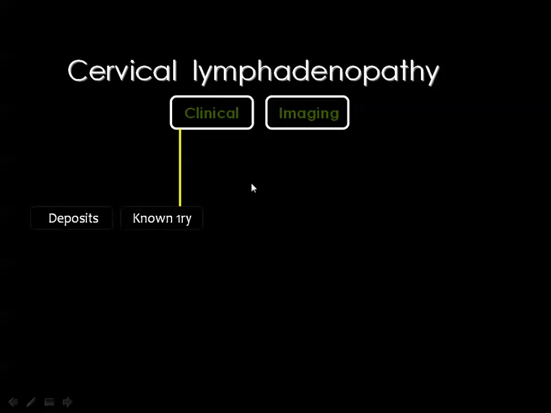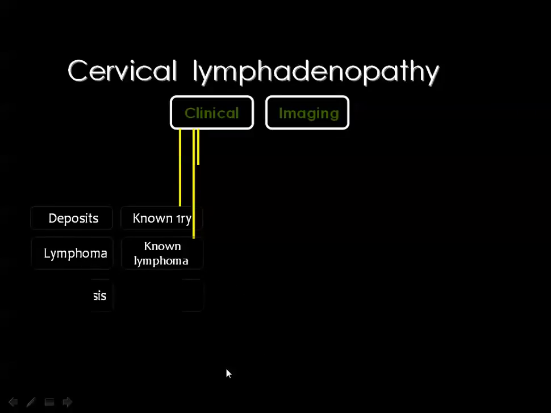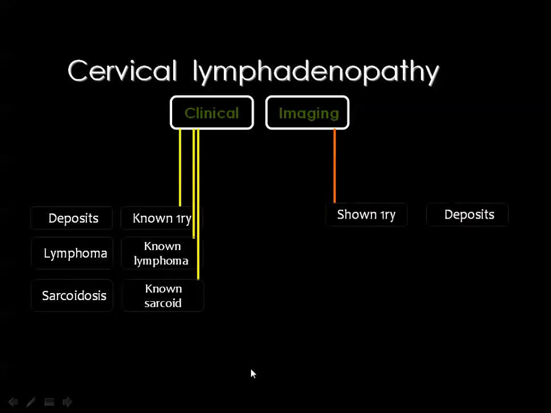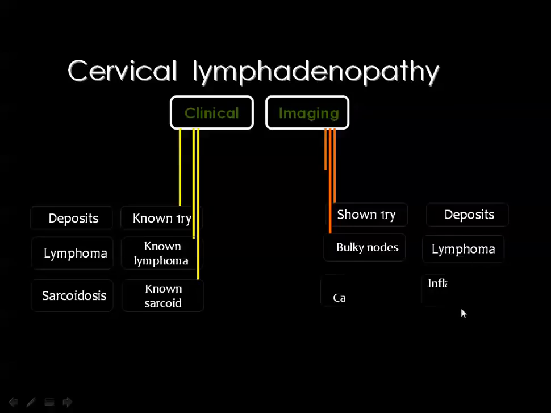If the clinical picture says that there is a known primary malignancy, then the nodes will have metastatic deposits. If the patient is known to have lymphoma, then consider lymphoma. If the patient is known to have sarcoid, then consider nodes secondary to sarcoid. Then if imaging show a primary lesion in the nasopharynx, in the oropharynx, consider metastasis. If imaging shows bulky, homogeneously enhanced nodes without areas of breakdown or calcium, consider lymphoma.